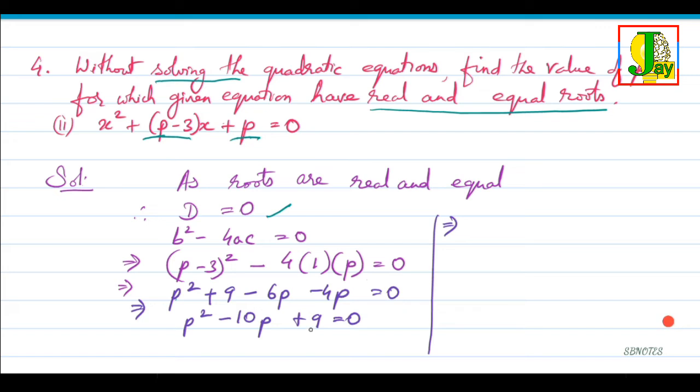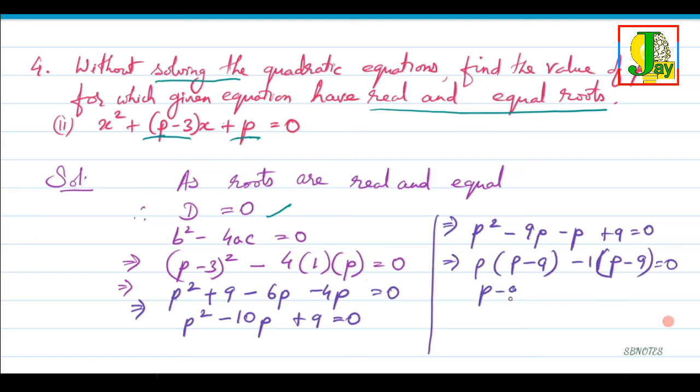So the factors of 9, which when added give you 10. So that's 9 into 1, right? 9 plus 1 is 10. So that's easy. p square minus 9p minus p plus 9 equals to 0. So you have p into (p minus 9) minus 1 into (p minus 9). So (p minus 9) into (p minus 1) equals to 0.